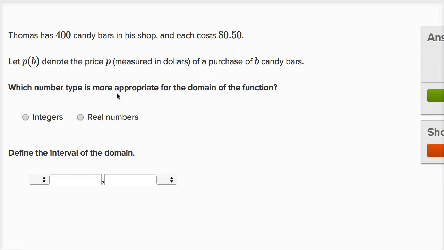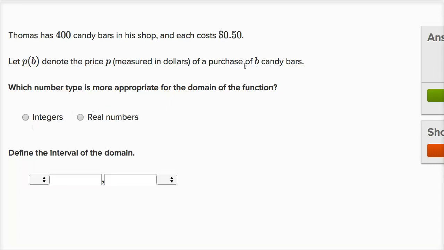Which number type is more appropriate for the domain of the function? So let's remind ourselves, what is the domain of a function? A domain is the set of all inputs over which the function is defined. So it's the set of all B's, the set of all inputs over which P of B will produce a defined response. So let's think about it. Is it integers or real numbers?